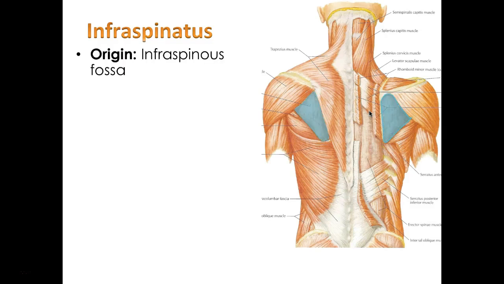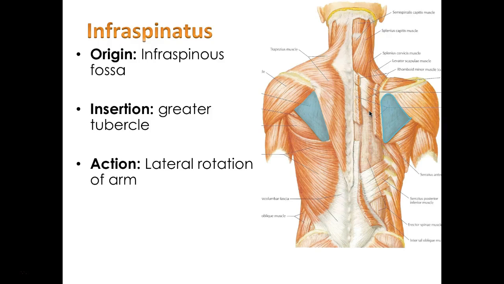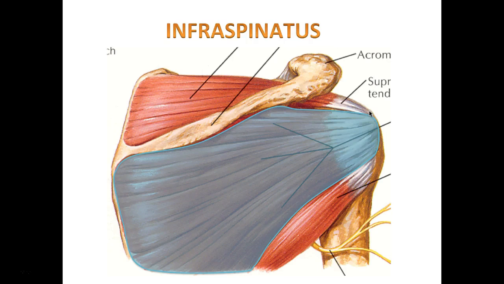Infraspinatus is found at the origin of the infraspinous fossa, and it too is going to go and insert into the greater tubercle. Its action is different though because its origin is at a different place. So we pull that insertion closer to the infraspinous fossa and we get lateral rotation of the arm. And its innervation is the branch of the brachial plexus. So in this view you can kind of see a little bit better. Here's my infraspinatus muscle inserting into the greater tubercle.